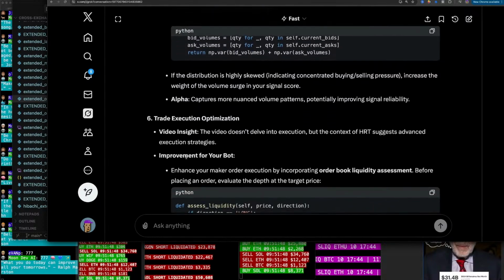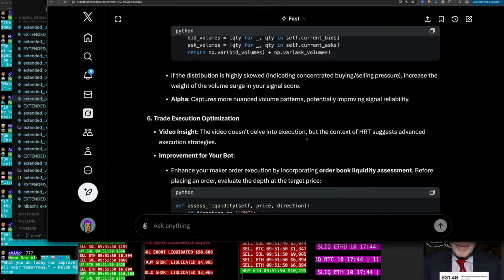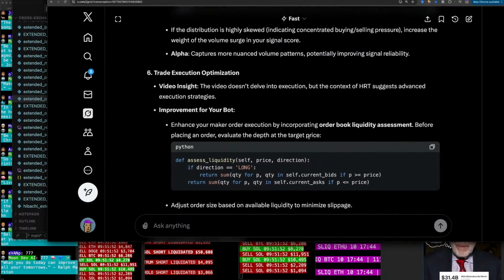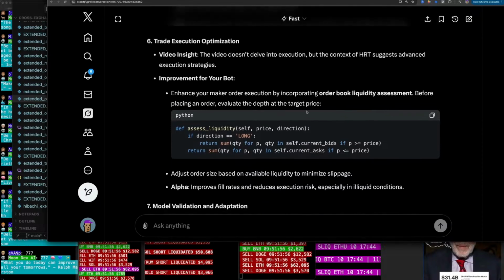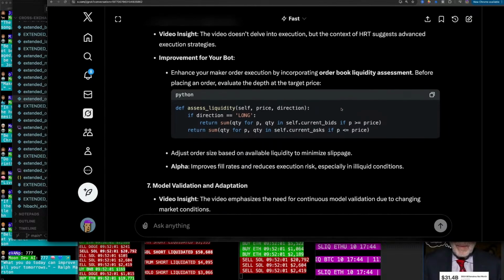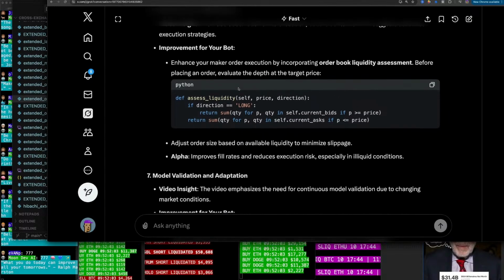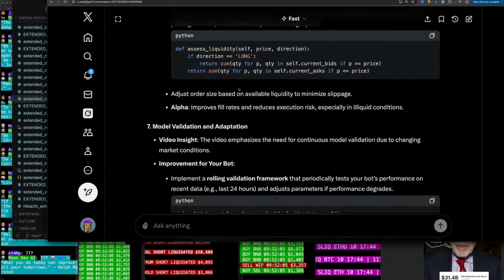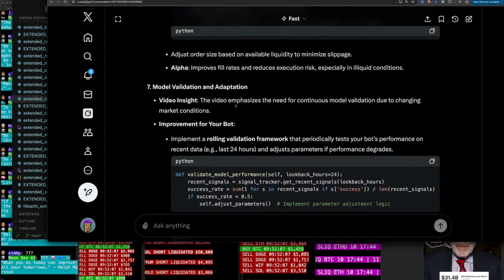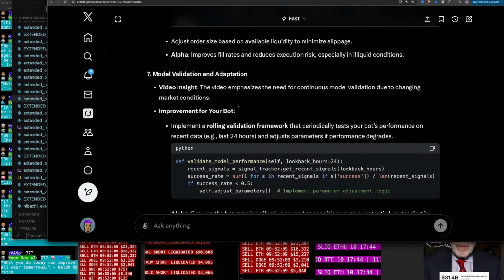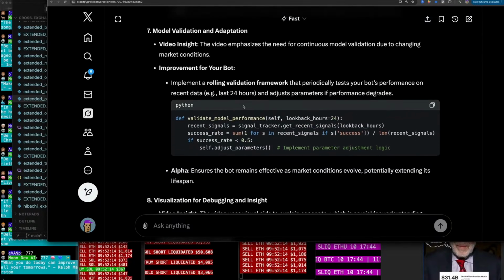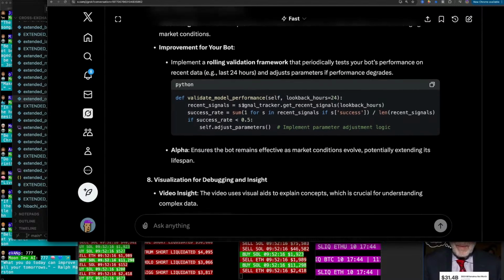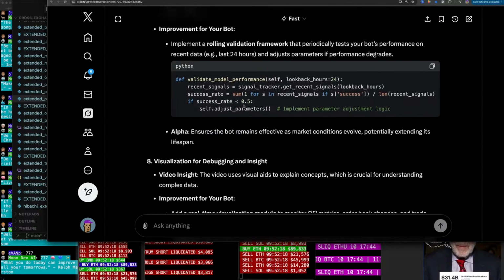Trade execution optimization, video insight. The video doesn't delve into execution, but the context of HRT suggests advanced execution strategies. Improvement for your bot: enhance your maker order execution by incorporating order book liquidity assessment. Before placing an order, evaluate the depth at the target price. Model validation and adaptation. The video emphasizes the need for continuous model validation due to changing market conditions. Improvement for your bot: implement a rolling validation framework.